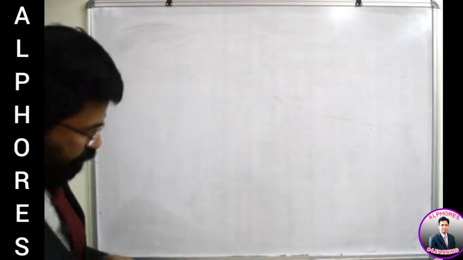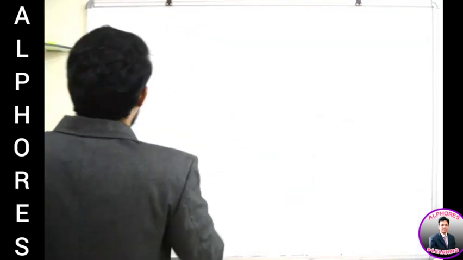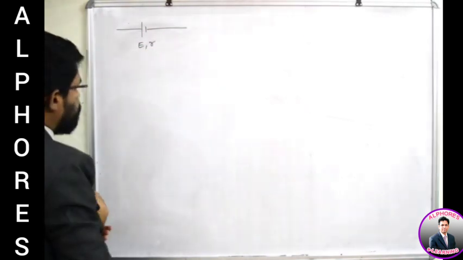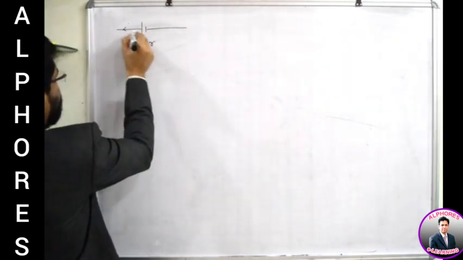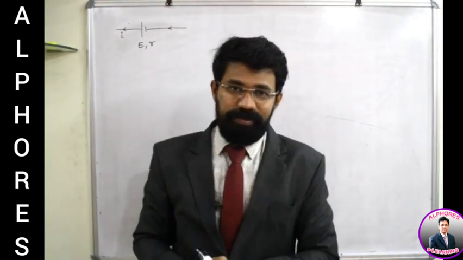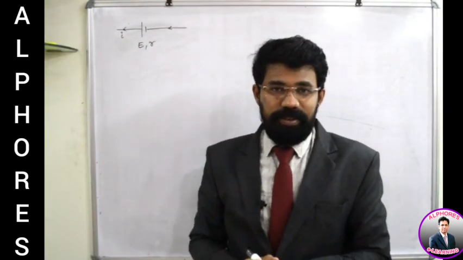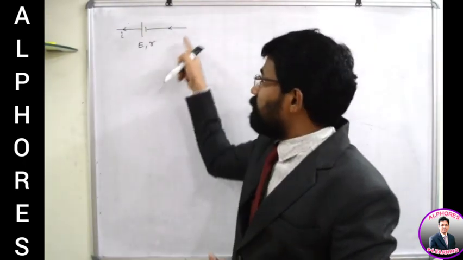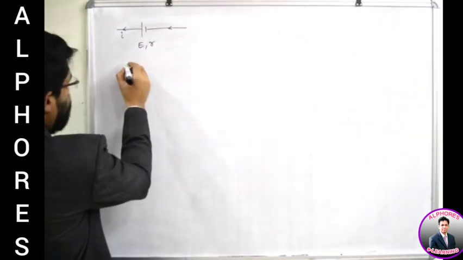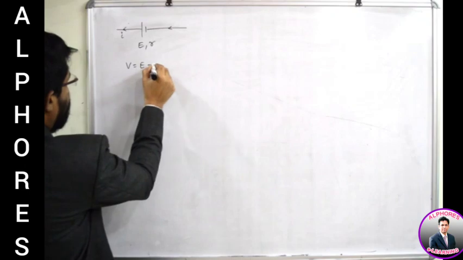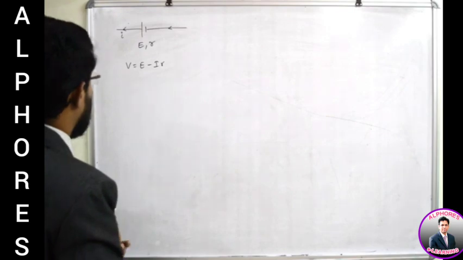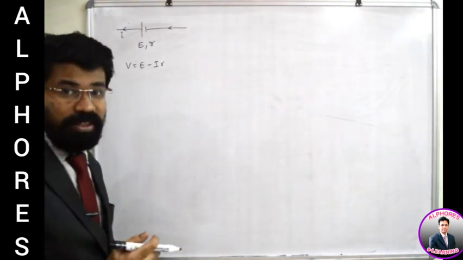There are a few points I'd like to quote. Let us say there is a cell whose EMF is E, internal resistance is r. Let the cell be connected in a circuit and it started undergoing discharge. Let the current flowing through the cell be I. I'm not drawing the entire circuit, only this part of the circuit is taken here. So the terminal potential V can be written as E minus Ir. That's how we write, isn't it? This is the expression for terminal potential. And right now the cell is undergoing discharge.